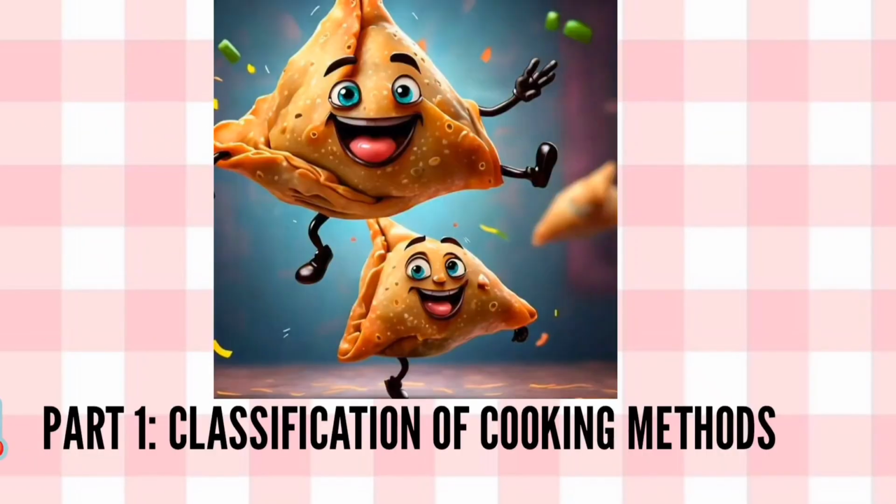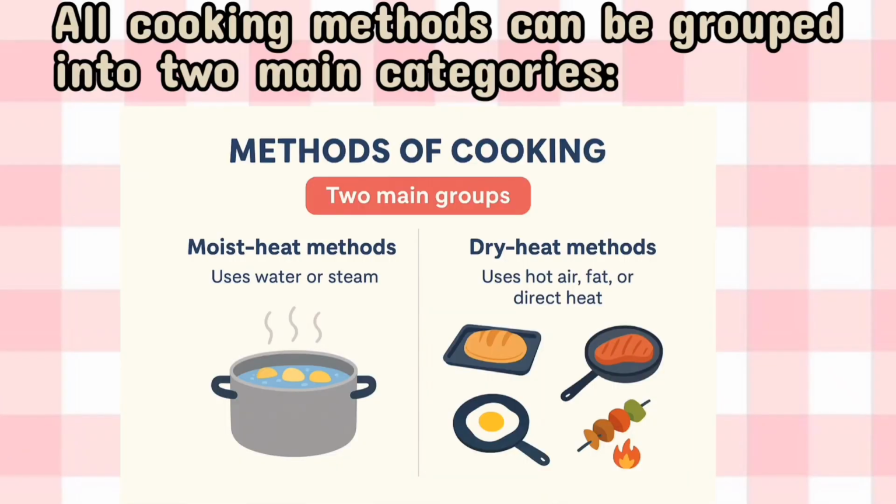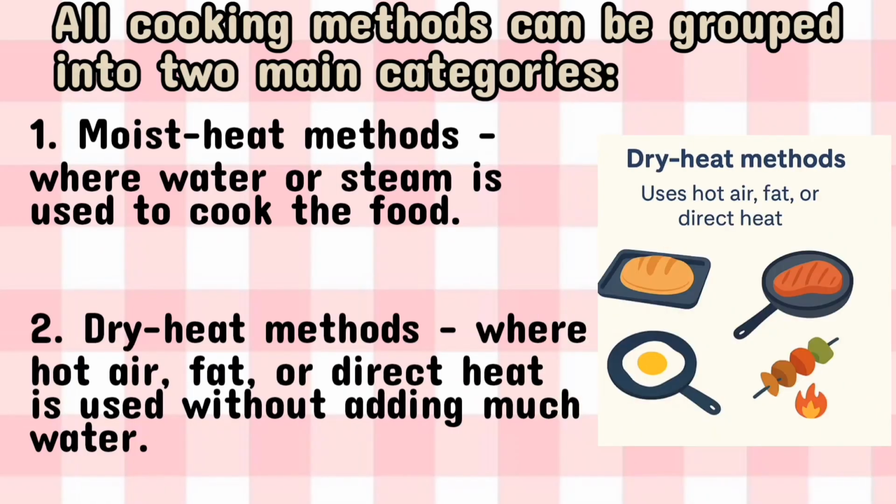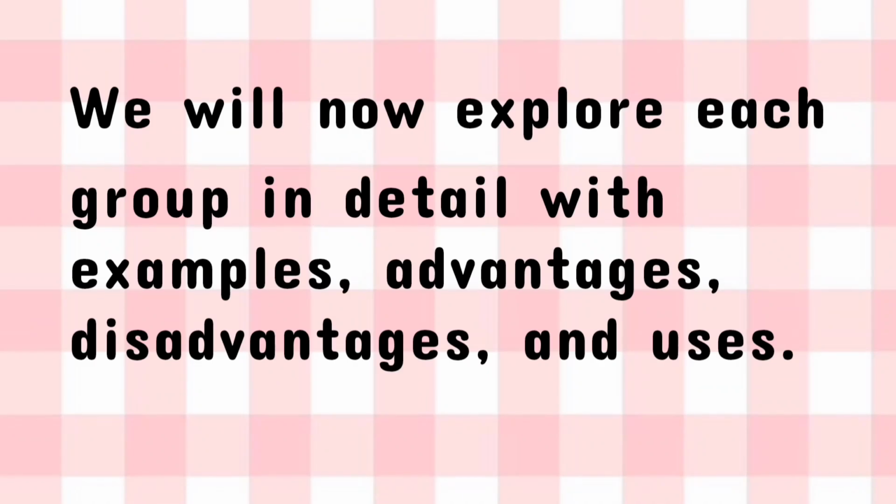Part 1. Classification of cooking methods. All cooking methods can be grouped into two main categories: moist heat methods, where we use water or steam, and dry heat methods, where we use hot air, fat, or direct heat to cook without adding so much water. Now let's explore each group in detail with examples, advantages, disadvantages, and uses.